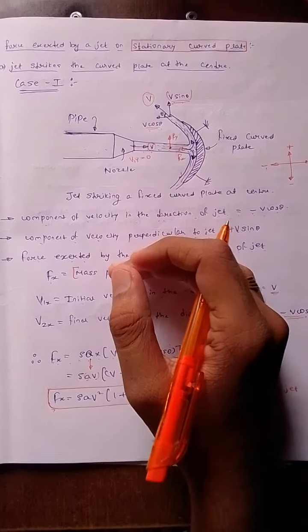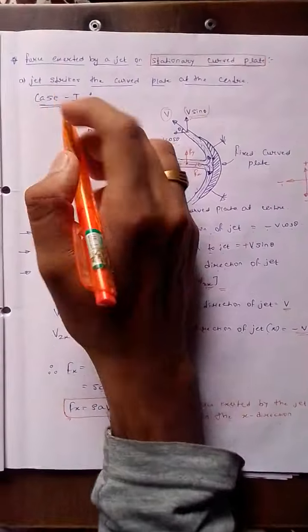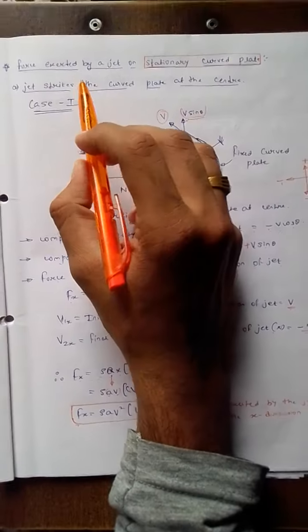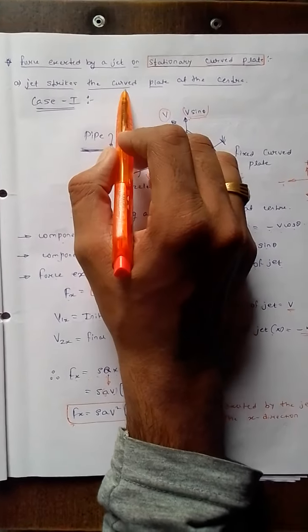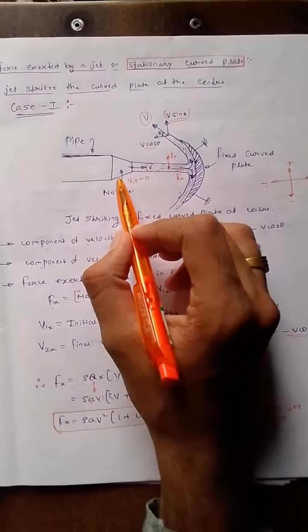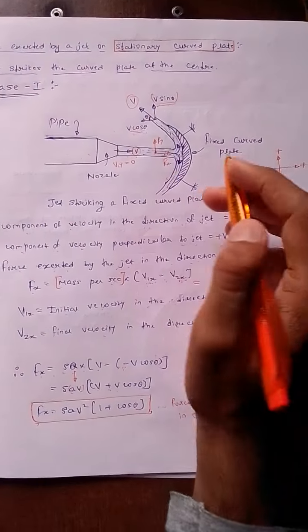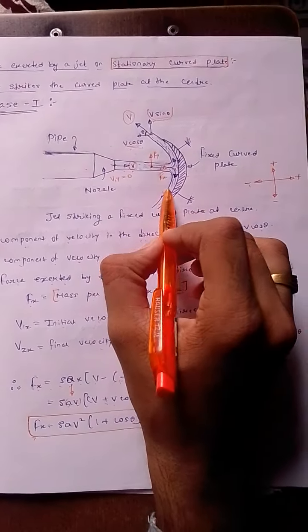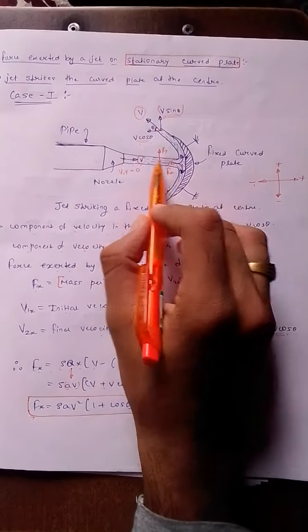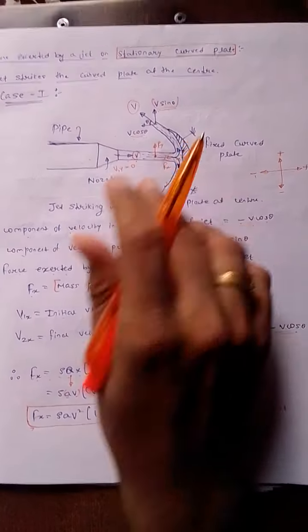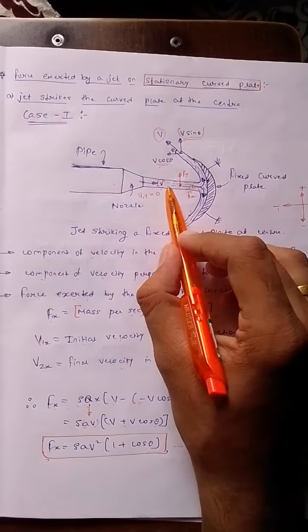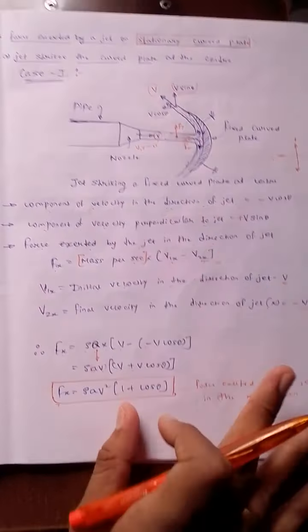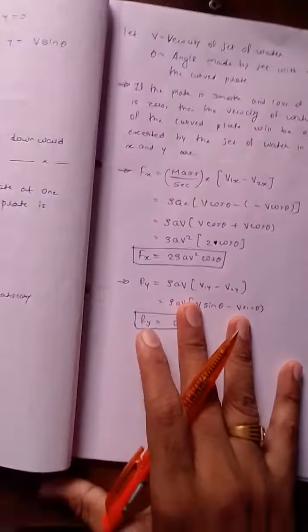In the last video, we started a topic, that is the force exerted by a jet on the stationary curved plate. As I said, there are two cases. The first case was the jet strikes the curved plate at the center. Means the curved plate was just in front of the nozzle, so the jet was striking the curved plate normally. And the second case is the jet striking the plate tangentially. So in this video we'll be going through the next derivation.